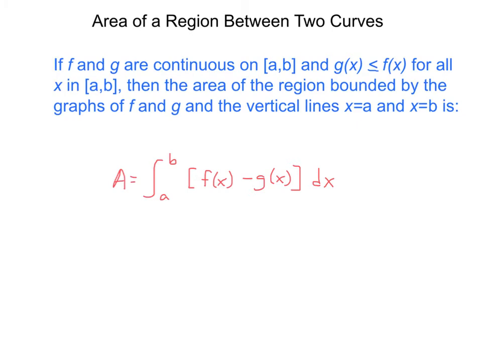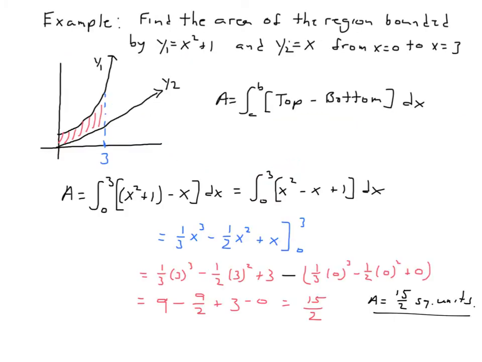Let's take a look at an example of this. In this example, I want to find the area of the region bounded by y1 equals x squared plus 1 and y2 equals x from x equals 0 to x equals 3. What you see here is I've made a sketch, something close to x squared plus 1 and something close to y equals x, and those are y1 and y2. And I wanted x equals 0, which is the y-axis, and x equals 3. So the region that I'm trying to find the area of is the region shaded in red.